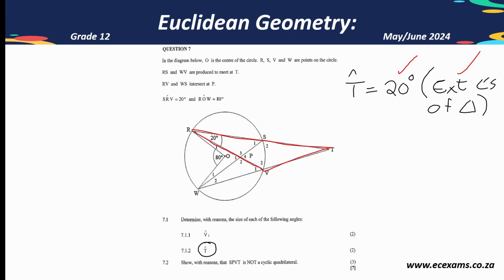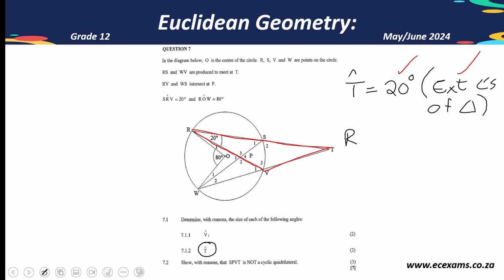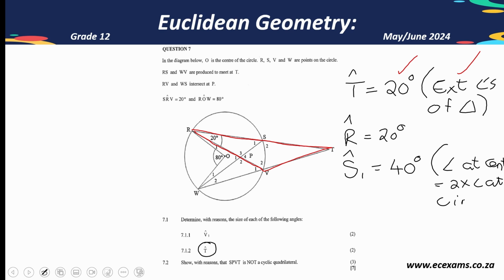We have one angle of this triangle. We know that angle R, in this case, is equal to 20 degrees. Right, we also know that angle S1 is equal to 40 degrees. Why? Angle at center is equal to 2 times angle at circumference. Okay, sorry, I'm running out of space there. Okay, so the S1 is equal to 40.